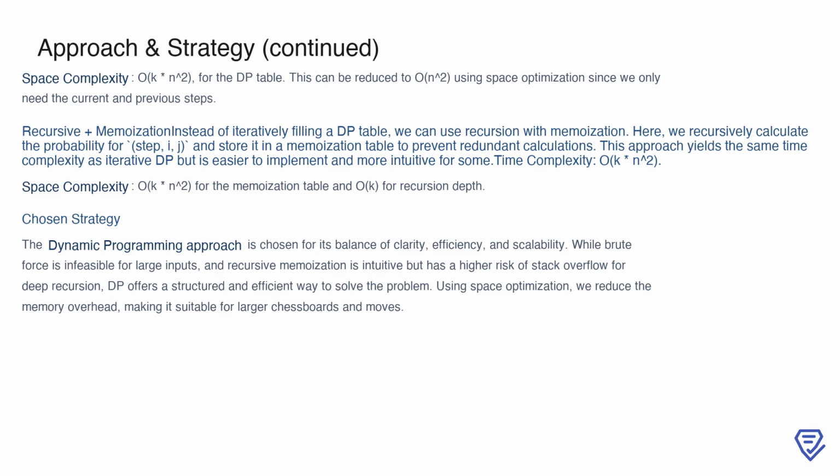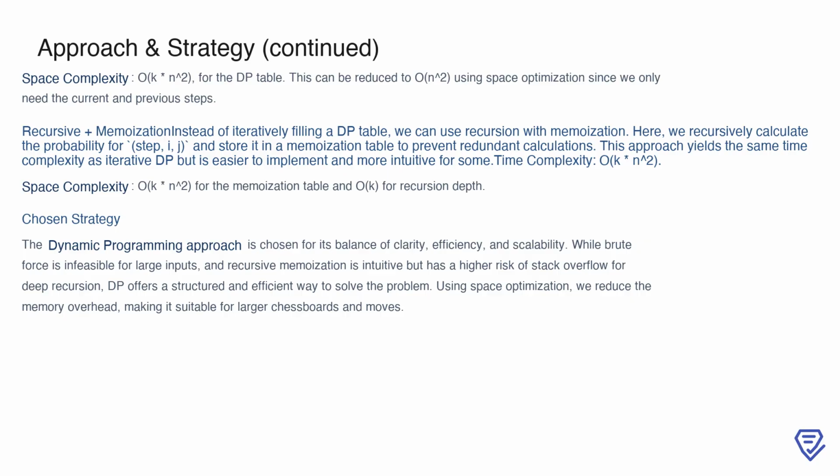Another alternative to iterative DP is using recursion with memoization. This method calculates the probability for any given step and position recursively while storing already computed results in a memoization table. By doing so, we avoid redundant recalculations and achieve the same time complexity as iterative DP, O(k*n^2). However, memoization introduces an additional space requirement due to recursion depth, which is O(k). While this recursive approach is easier to implement and may feel more intuitive, it can run into stack overflow issues for larger values of k due to deep recursion.